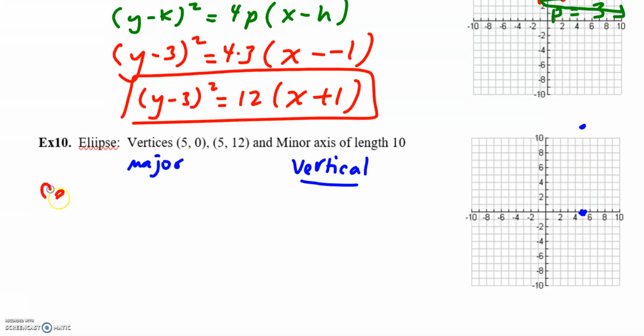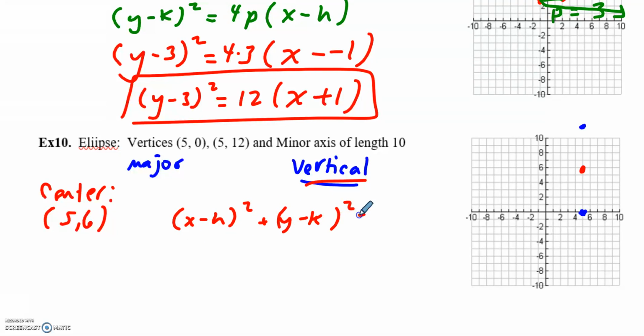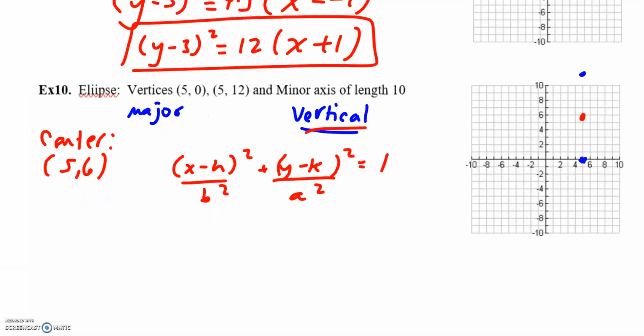So my center must be directly in the middle of those 2 points. So 1, 2, 3, 4, 5, 6. And then if this is 12, 1, 2, 3, 4, 5, 6. My center must be at the point 5, 6. And because I think this is a vertically based ellipse, if I write my general formula, x minus h squared over b squared plus y minus k squared over a squared equals 1, my a squared would be under the y because it's vertical, and my b squared would be underneath the x.